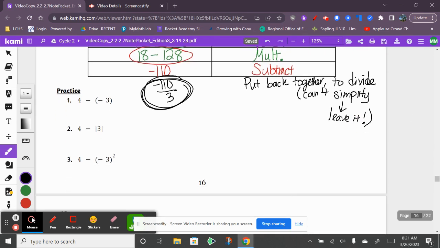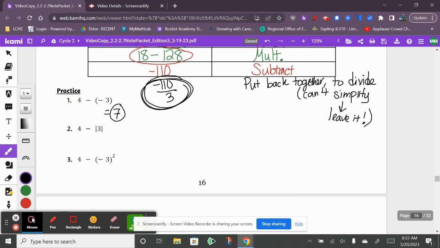Okay, looking at number 1, it has 4 minus negative 3. The only operation that we have here is subtraction. These parentheses here are just here to emphasize the negative sign. So 4 minus negative 3 gives us just 7.